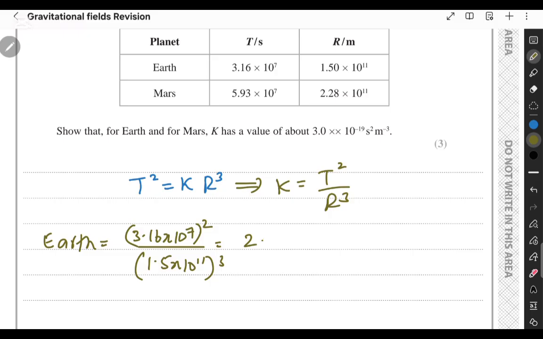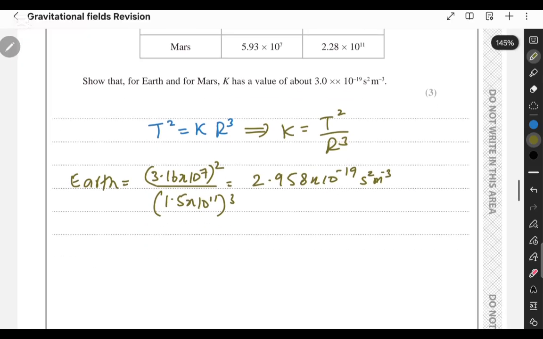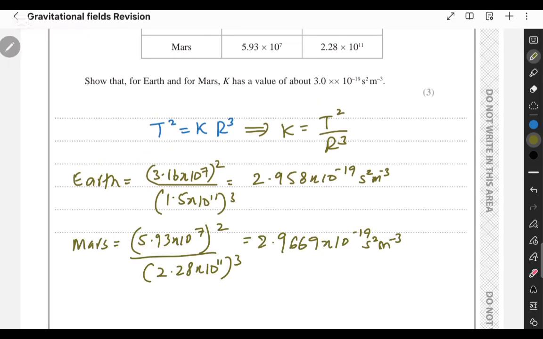So I'm getting a value of 2.958 times 10 to the power of minus 19 second squared per meter cubed. Now I'm going to do the same thing for Mars, and I want to plug in the values of Mars that they've given me up in the table. I'm going to get a very similar answer as well. Both values are approximately equal to the value that they have told us to show. So that's the answer to this question.